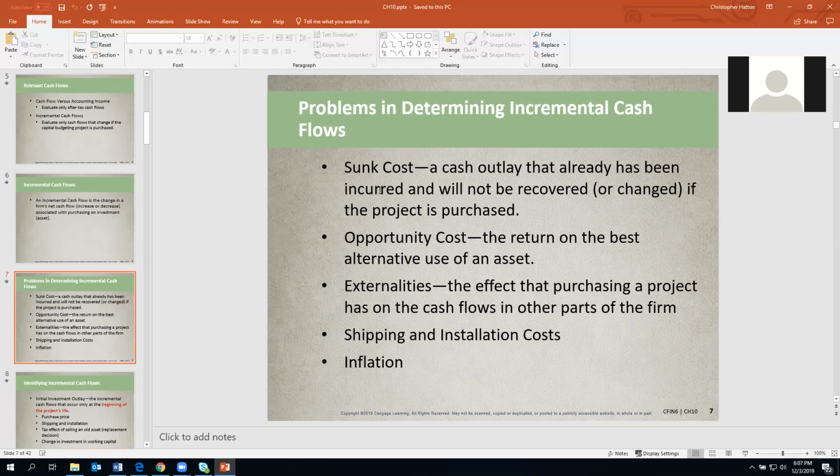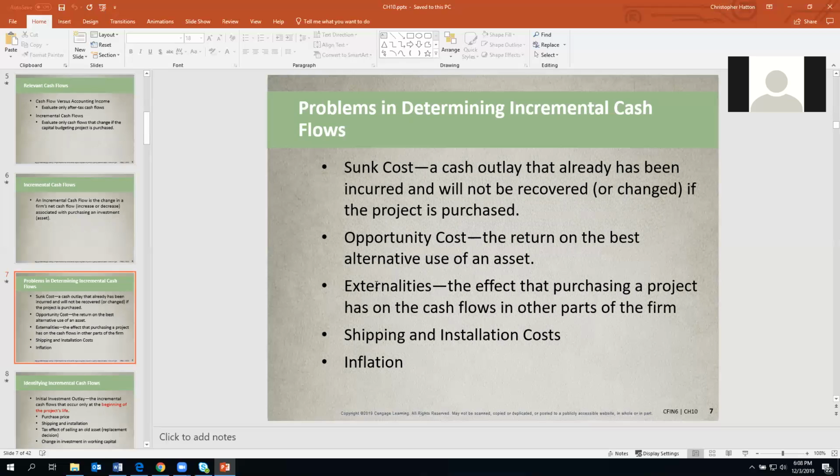Problems in determining incremental cash flow. So sunk costs is something that you cannot recover. It means it's gone. So sunk cost is already gone. You spent that money to either lay the foundation or work in some kind of peripheral way to make sure that something is functioning the way it should, like an assessment by an appraiser is a sunk cost. Paying legal fees is a sunk cost.